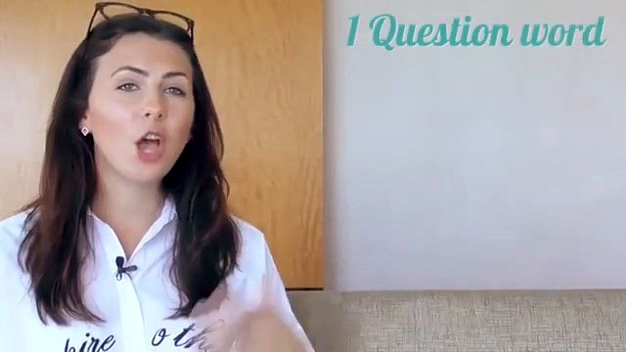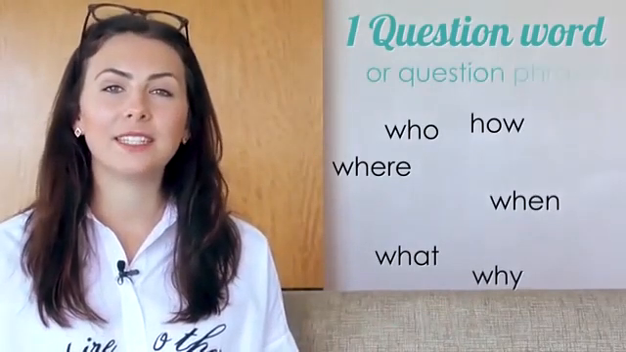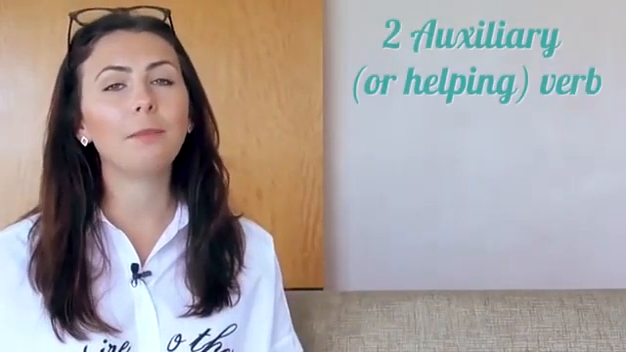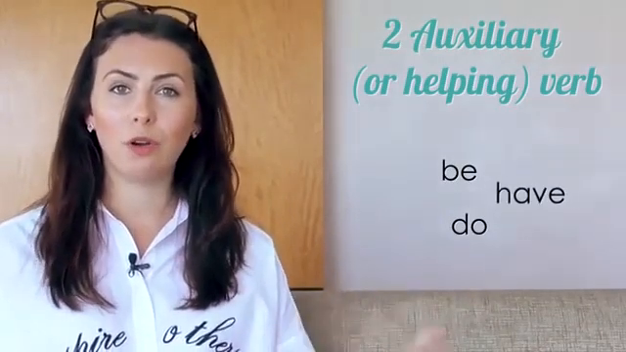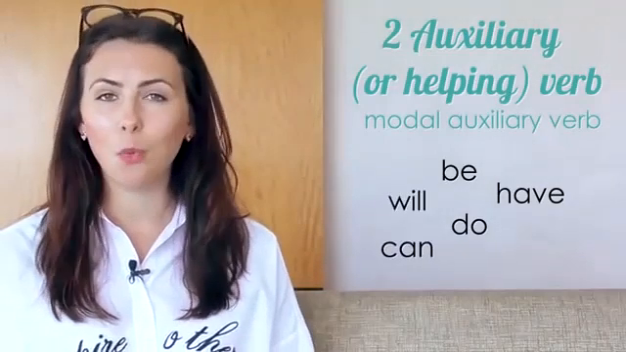Now, the good news is that English questions are fairly consistent and easy to follow because they have a clear structure. There are 4 main parts that you need to keep in mind. The first part, question words. Who, what, where, when, how, why, or question phrases like how long, or how often, or how much. Then number 2 is your auxiliary verb or your helping verb. Be, do, or have. It can also be a modal auxiliary verb like can, or will, or should.